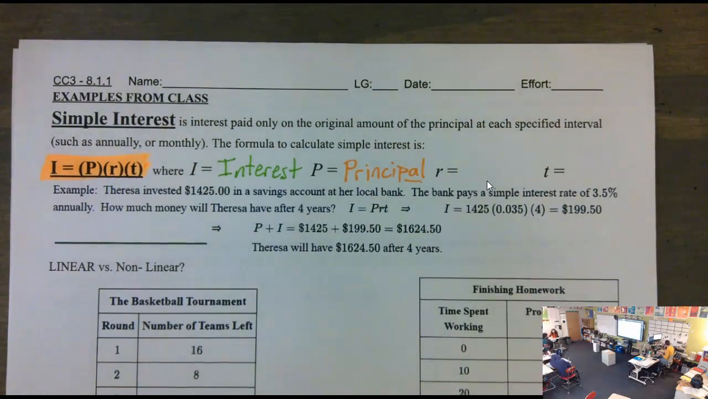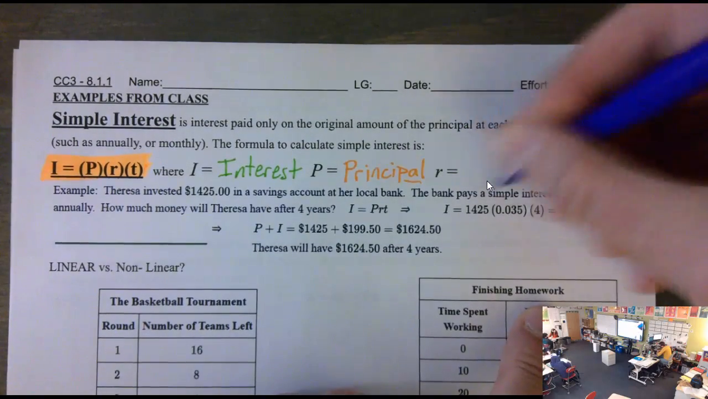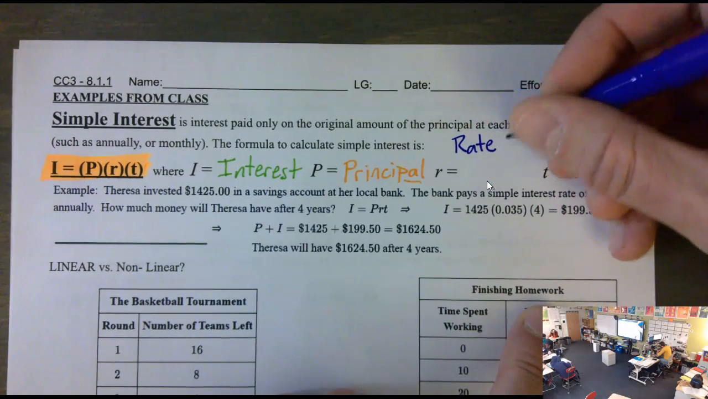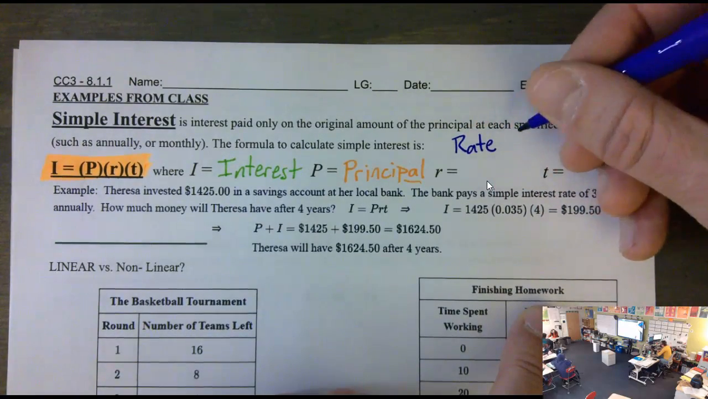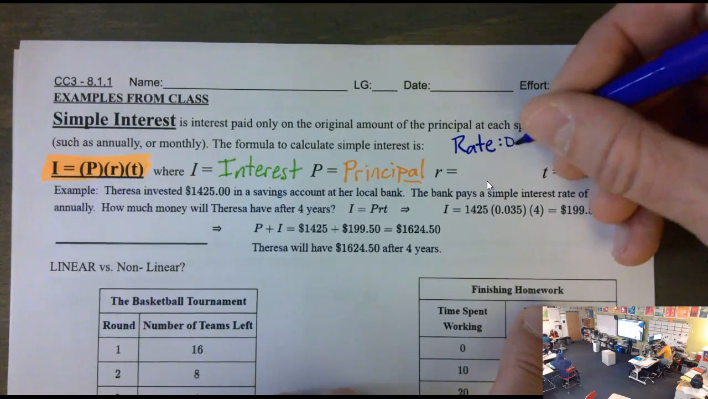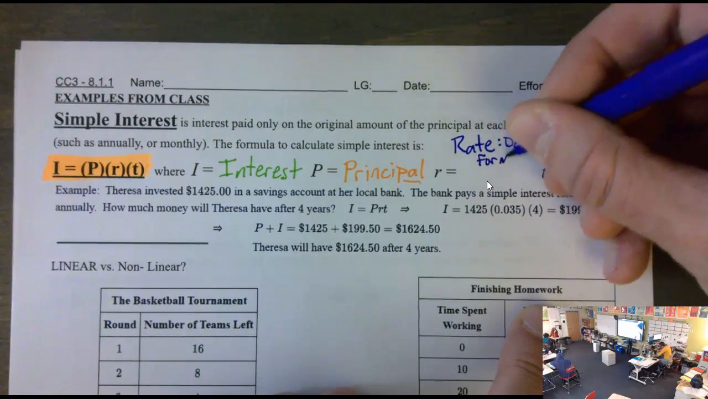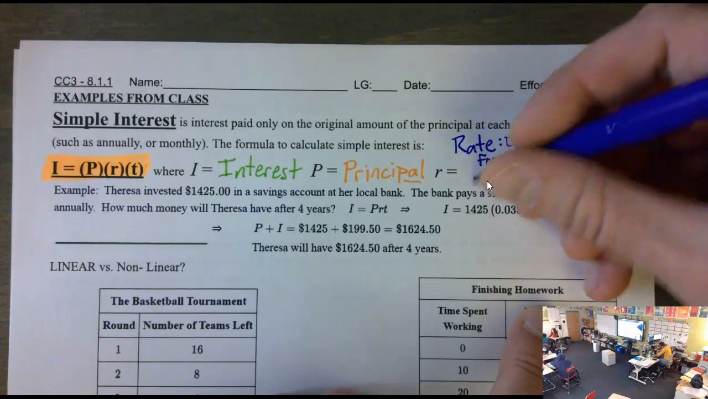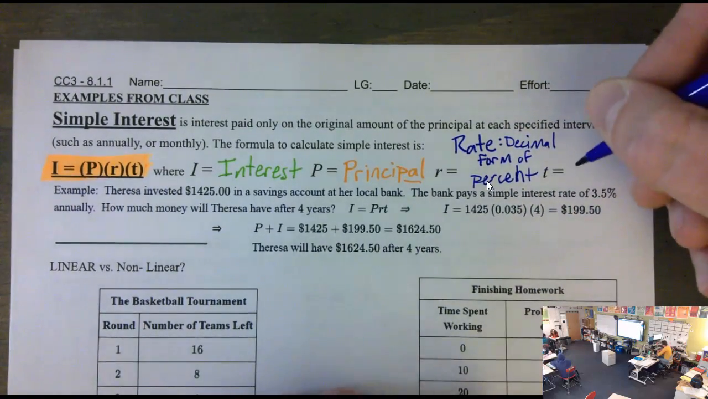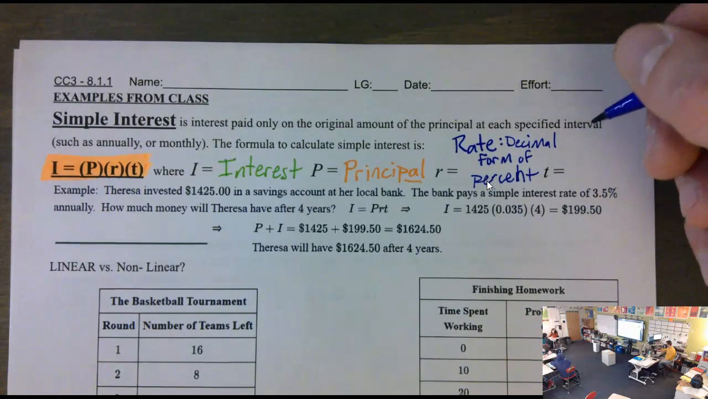R. R stands for rate. Notice how there's extra space here? R stands for rate, which is the decimal form of percent. Rate is the decimal form of percent. Well, good thing we'll practice these problems, and after you practice a couple times, you won't have to memorize anything. It'll just come to you.